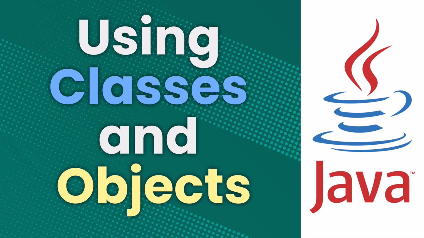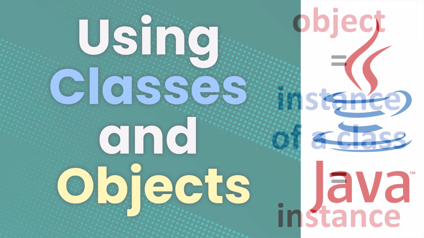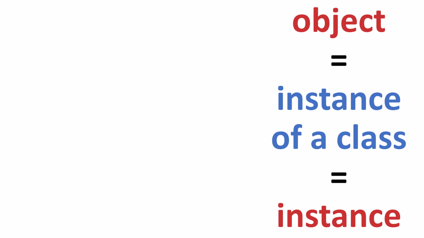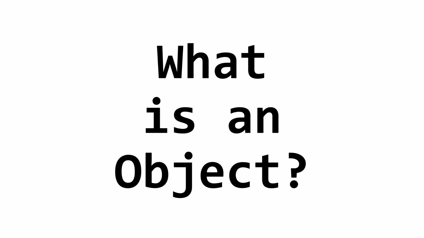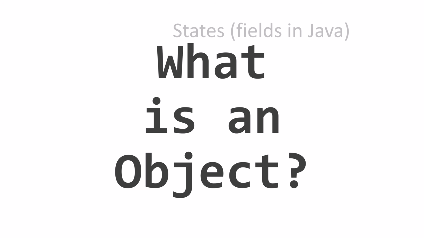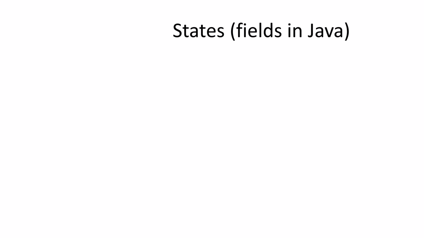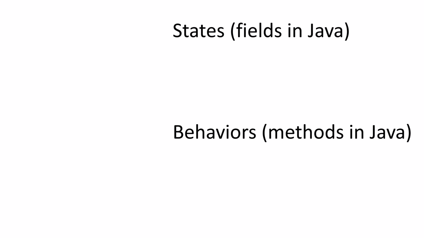In this Java tutorial, you'll learn about using classes and creating objects. By the way, an object is also called an instance of a class or an instance. First, let's talk about what an object is. In object-oriented programming languages, like Java, objects have two types of characteristics. First, they have states, which in Java we represent with field variables. Second, they have behaviors that in Java we represent with methods.